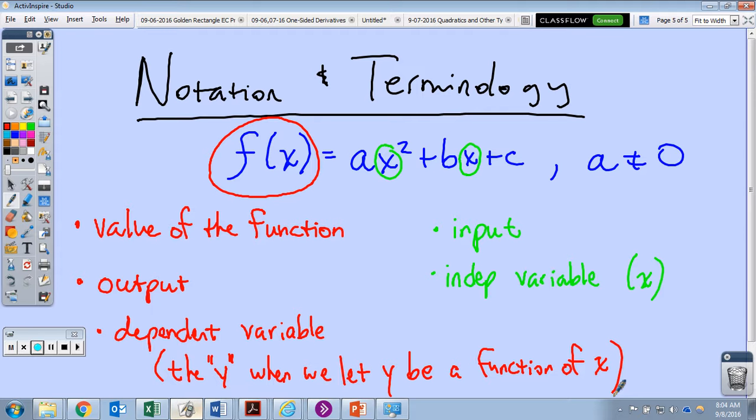So dependent variable versus independent variable. Here's an easy way to always remember what's what. The dependent variable, f of x, and sometimes we'll say y, because a lot of times we'll say let y be a function of x. Let y be f of x. The dependent variable, y, or f of x, depends on what x is, not the other way around. It makes no sense to say it the other way around. And x is the independent variable because it doesn't depend on anything.